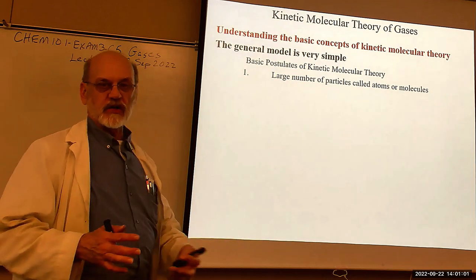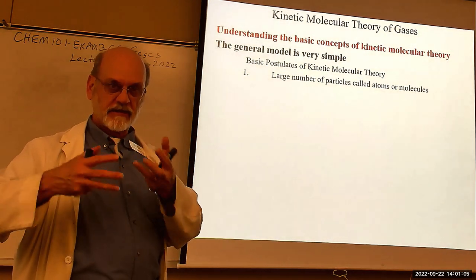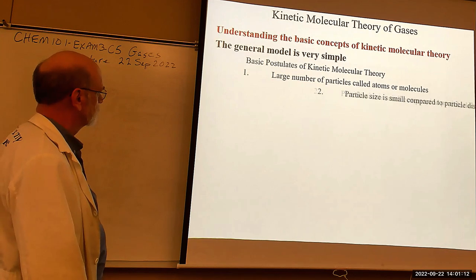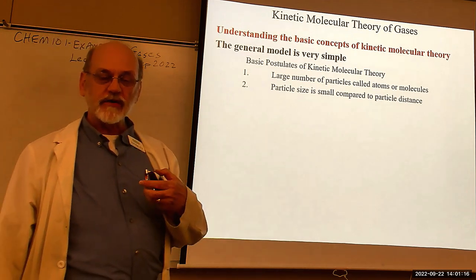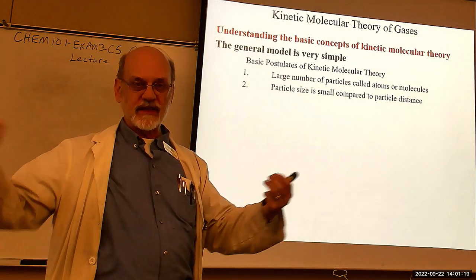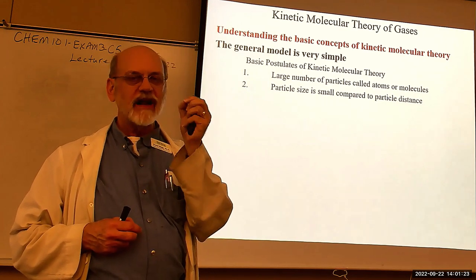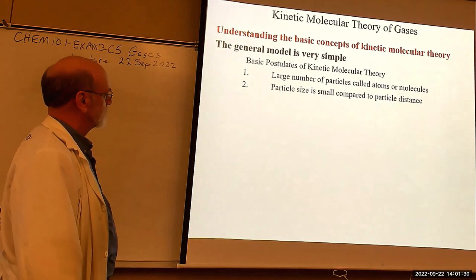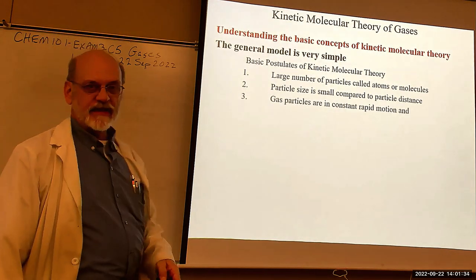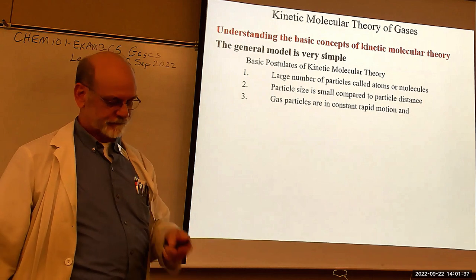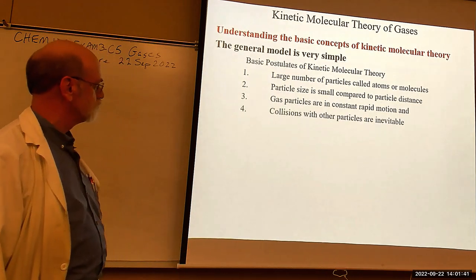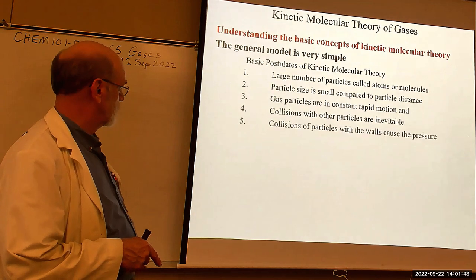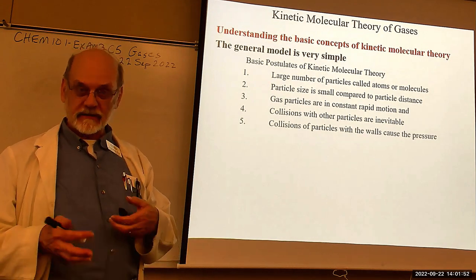You have large numbers of molecules that are involved in this confined gas. Very large numbers. The size of the particles is almost insignificant compared to the distance between them. So this little tiny molecule, its next nearest neighbor is way over here, by comparison. These gas particles are in constant rapid motion. And they do collide with one another. They also collide with the walls of the container. That's why we get measurable pressures.